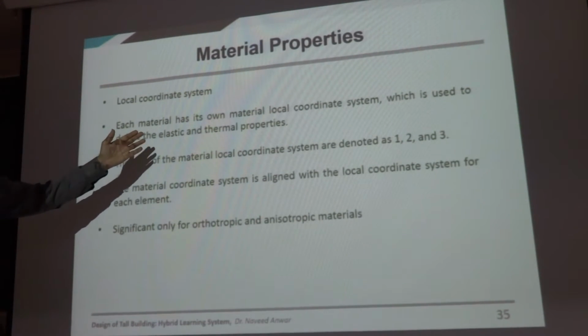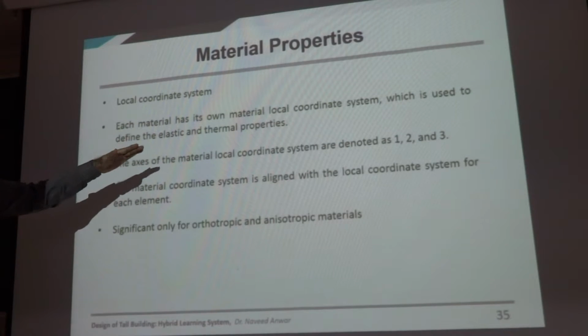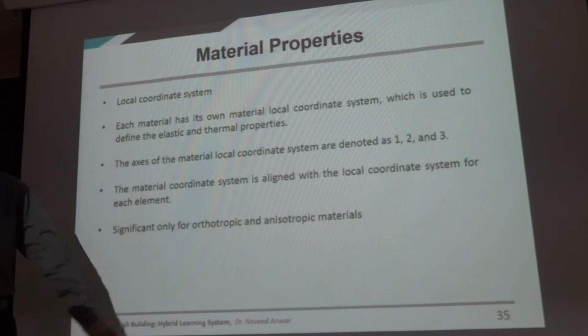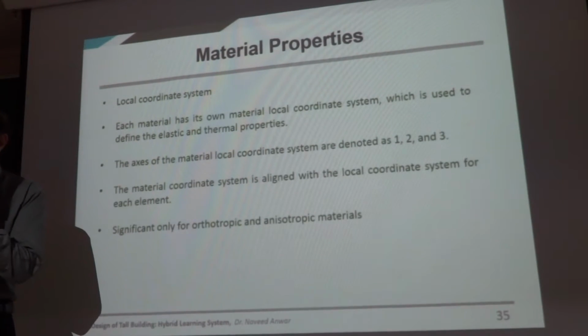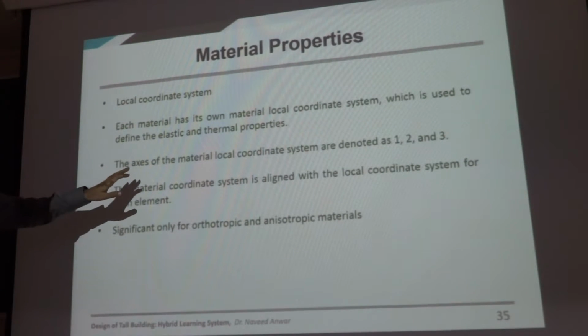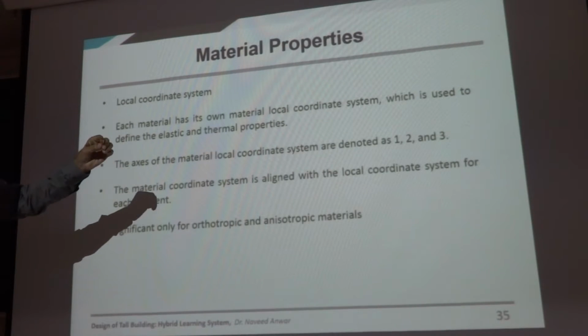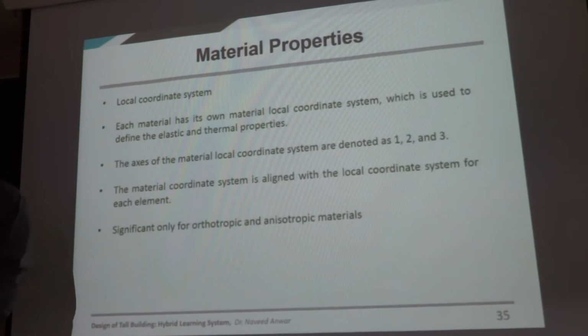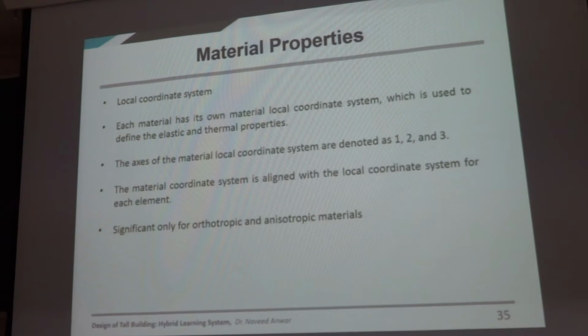Each material has its own material local coordinate system, which is used to define the elastic and thermal properties. Right? So properties are defined on the basis of the local coordinate system of the material. The axes of the material local coordinate system are denoted by 1, 2, 3 or theta or some other symbol, doesn't matter. But it's important that the local coordinates of the material may not be the coordinates of the member, and member coordinates may not be the coordinates of the structure.